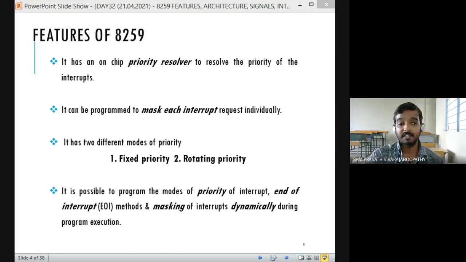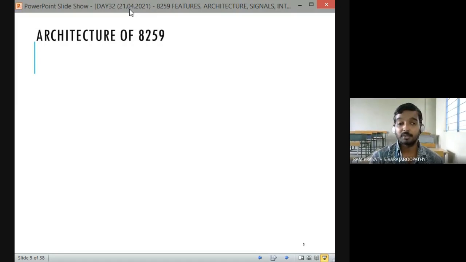Fine. Is it clear to everyone up to this? So we are having several advantages when we are going to use 8259. I hope it is clear to everyone. Shall I proceed to the next slide? Yes. Okay, fine. Now we are going to see the architecture of 8259.